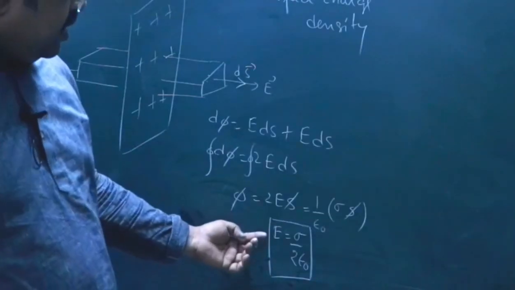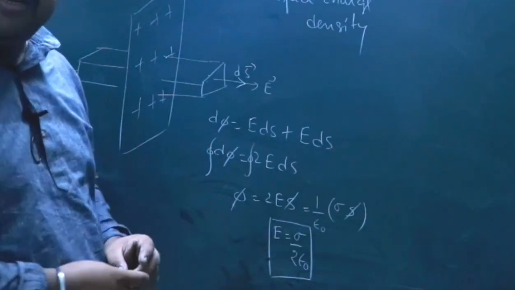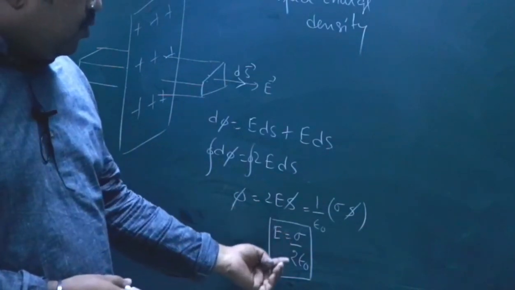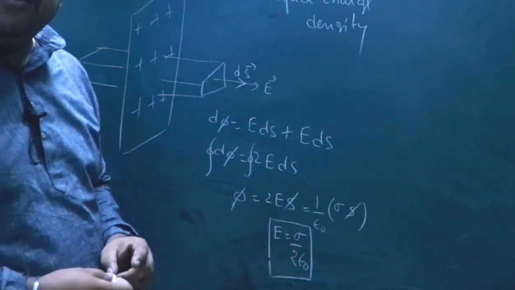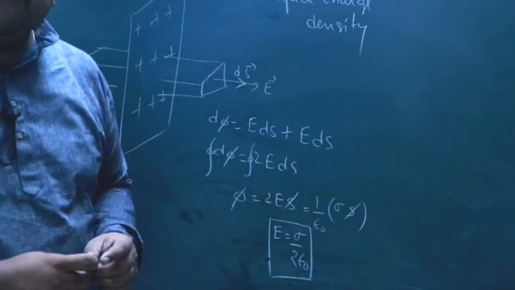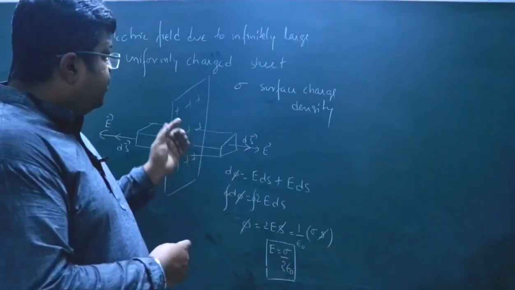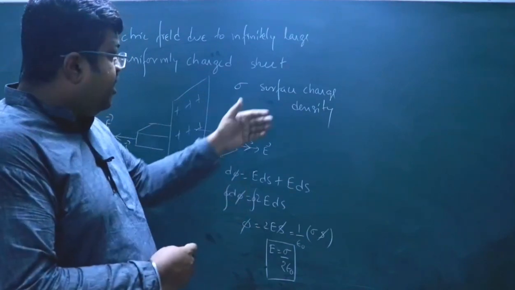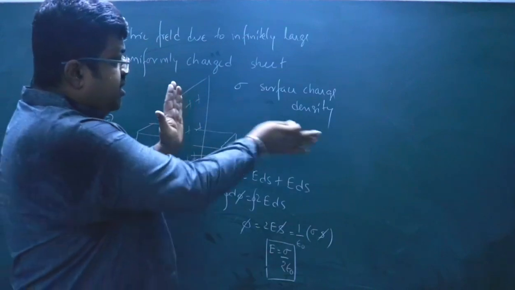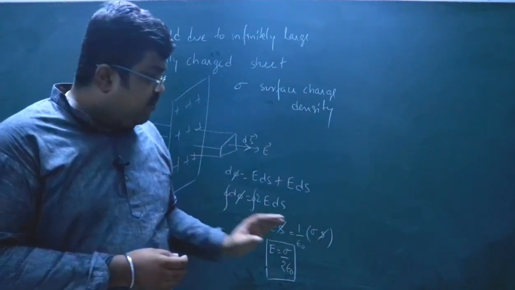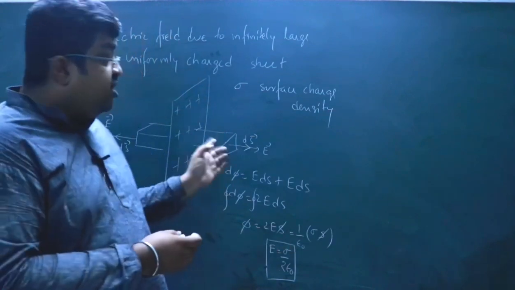As you can see, this electric field intensity is independent of distance from the sheet. It is E equal to sigma by 2 epsilon naught, so it is a constant. So it shows that near the sheet the electric field intensity will be uniform, and if the charges are positive, the electric field intensity will be normal to the plane of the sheet, directed away. On this side it will be in this direction, on the other side it will be in the opposite direction. So this is the expression for electric field for a thin sheet.